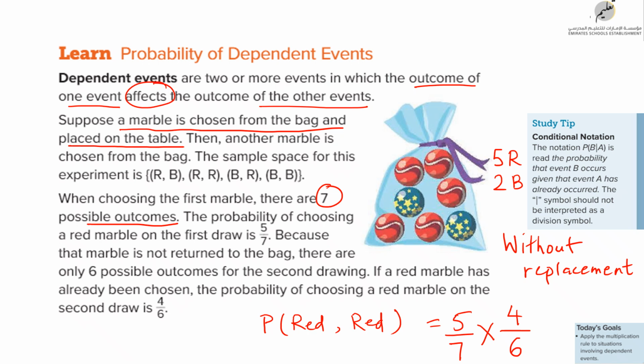And again, for this dependent event, the rule that I use is the same. I have used the multiplication rule. If you see, to find the probability, I have done the multiplication. I have taken the product. But here what changed? The sample space, because I'm not putting the balls back.